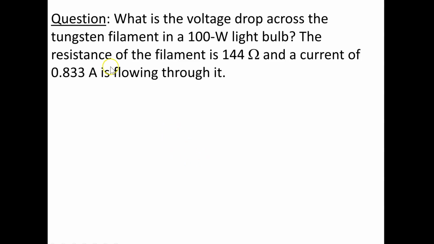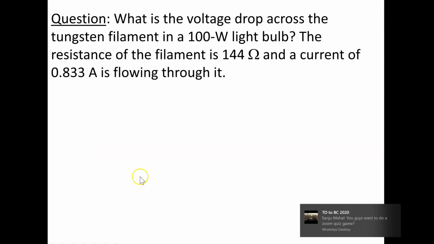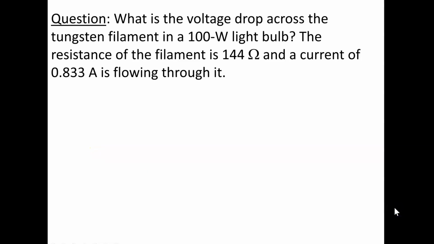So what is question number one? There's going to be a lot of problem solving now for the next couple of lessons, so I want to go over some of these problems with you. The first one is, what is the voltage drop across the tungsten filament in a 100 watt light bulb? The resistance of the filament is 144 ohm and a current of 0.833 amps is flowing through it. So what are we trying to figure out? We're going to use the GRASS method, because you're showing all your work that way.